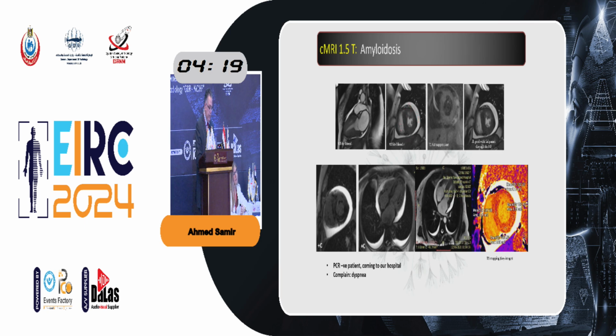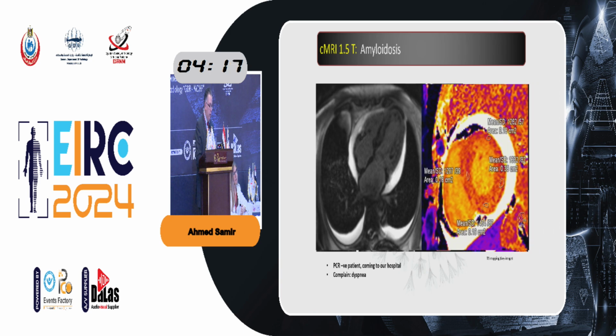And to sum up these slides, the two most important cuts to look for are first the late gadolinium enhancement cut, and second, we must look at the T1 mapping value. As you can see in this case, the whole T1 mapping values are very high. This case was performed on a 1.5 Tesla machine.